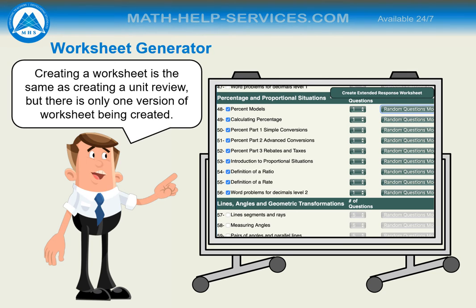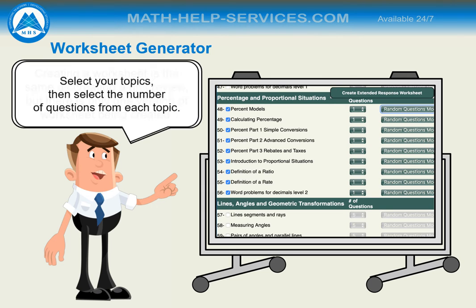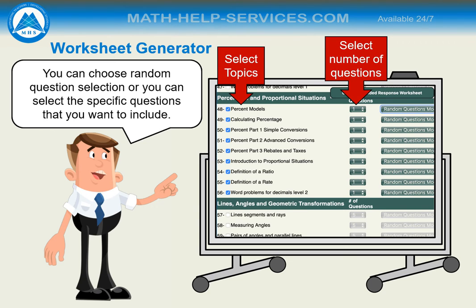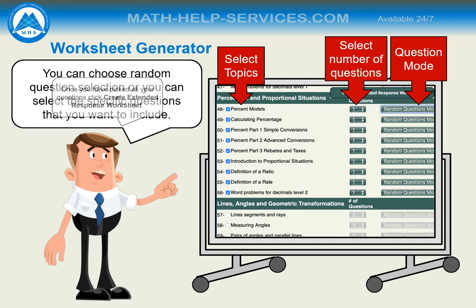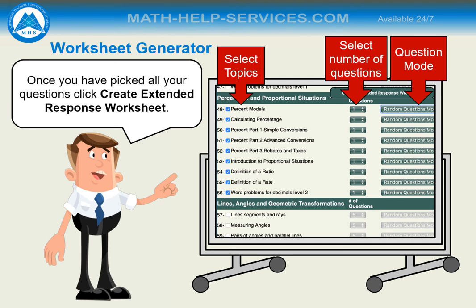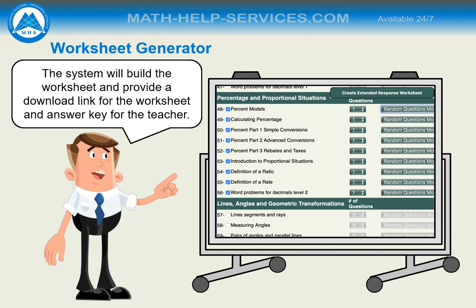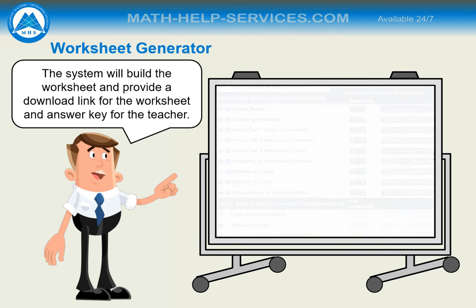Creating a worksheet is the same as creating a unit review, but there is only one version of the worksheet being created. Select your topics, then select the number of questions from each topic. You can choose random question selection, or you can select the specific questions that you want to include. Once you have picked all your questions, click Create Extended Response Worksheet. The system will build the worksheet and provide a download link for the worksheet and answer key for the teacher.